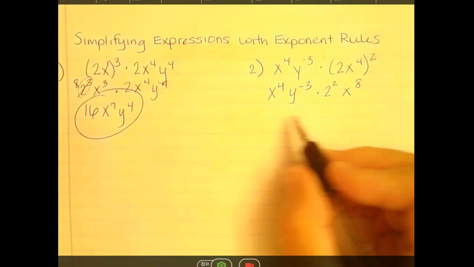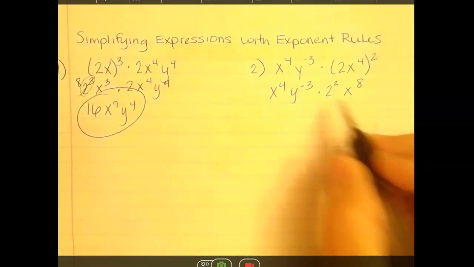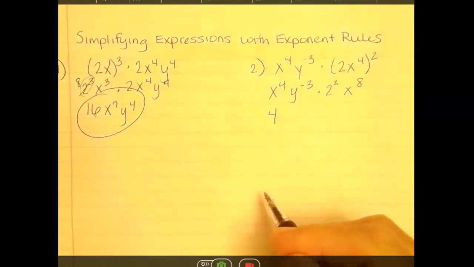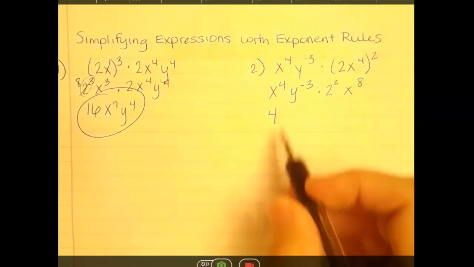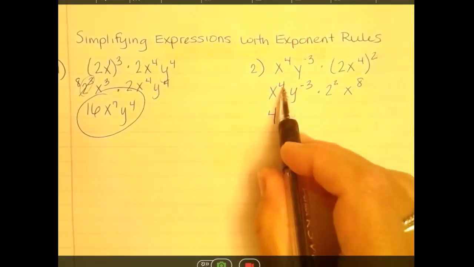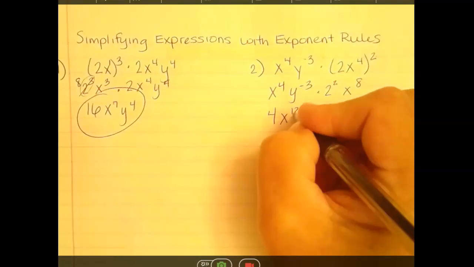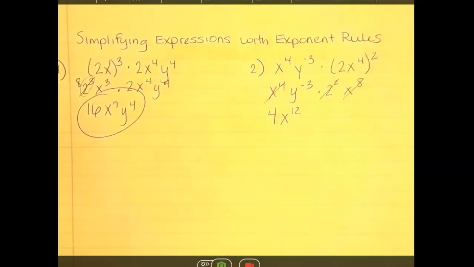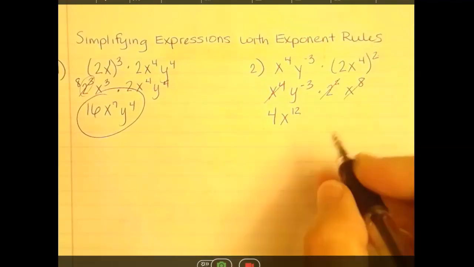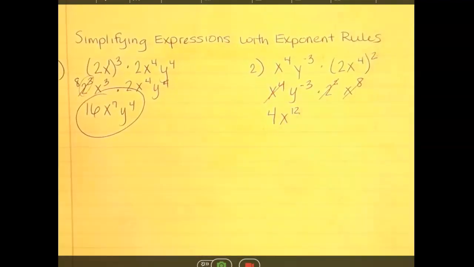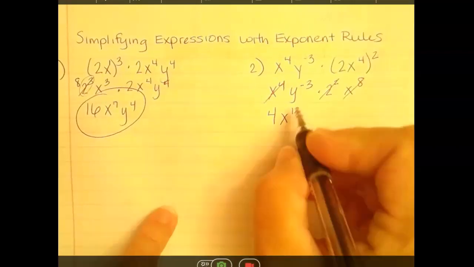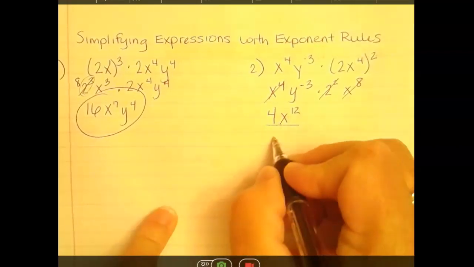So now we're going to put the number up front. 2 squared is 4. The x's are going to come first, and we have to add the exponents: 8, 9, 10, 11, 12. So we got that. Sometimes I'll go through and mark things out as I put them in the answer so I know I've already used them and I don't miss anything. Y to the -3, the -3 means it's in the wrong spot. There are no other y's to combine with. The only thing that's happening with the y is that it needs to move down to the bottom of a fraction.